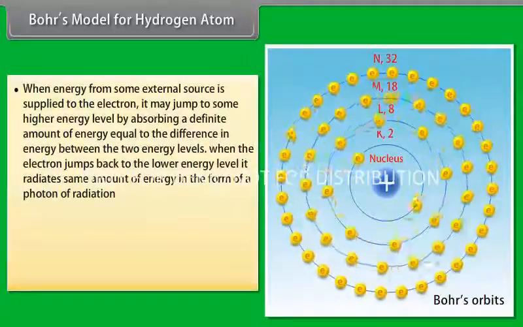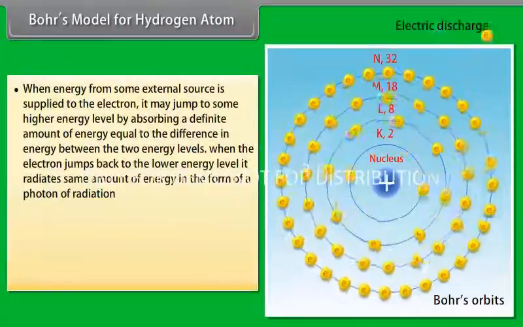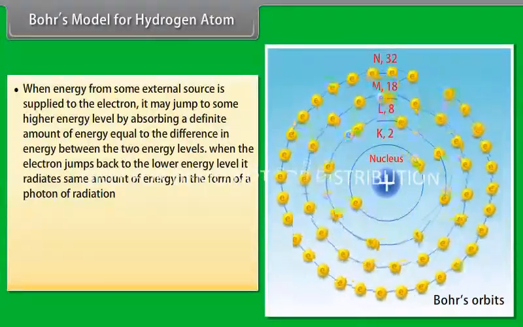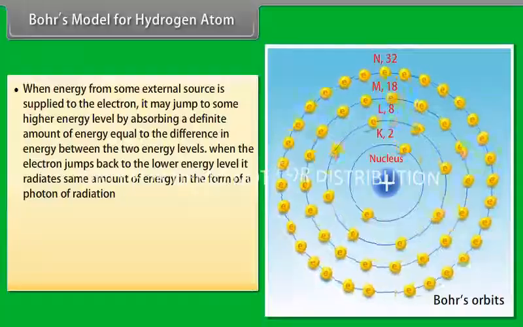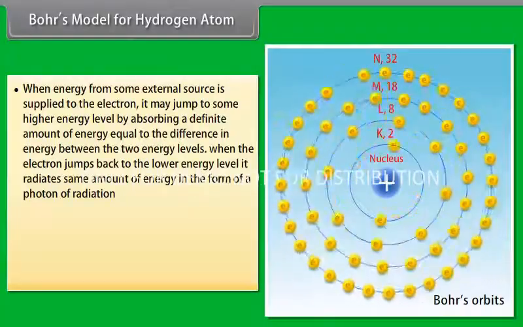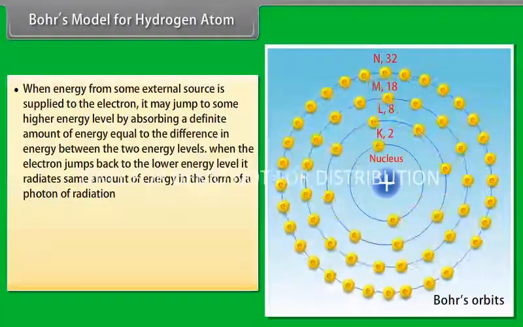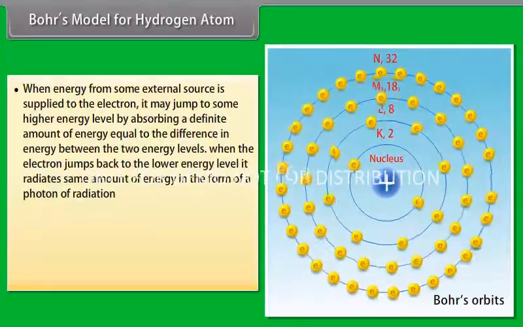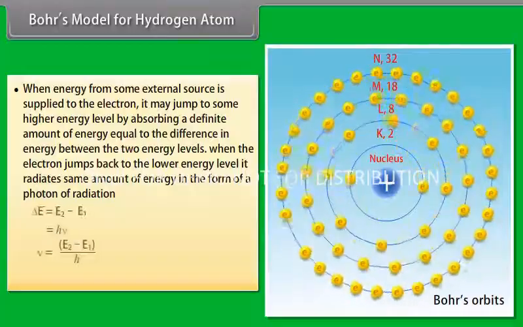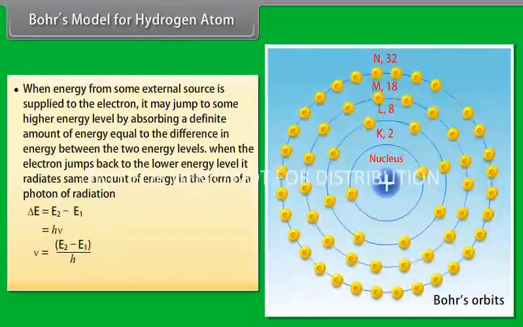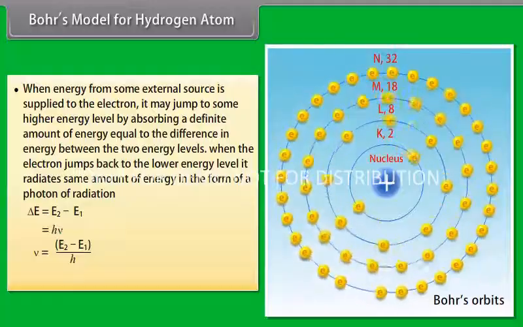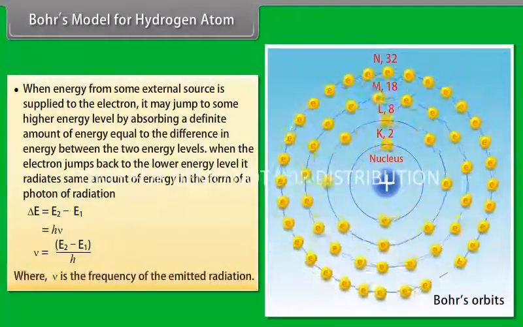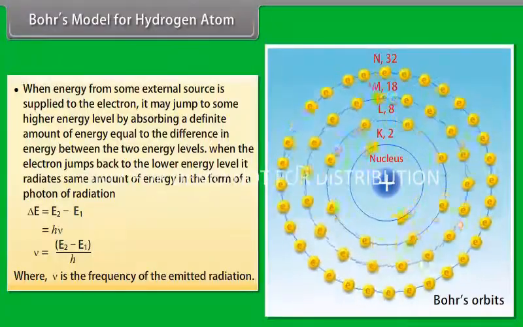When energy from some external source is supplied to the electron, it may jump to some higher energy level by absorbing a definite amount of energy equal to the difference in the energy between the two energy levels. When the electron jumps back to the lower energy level, it radiates the same amount of energy in the form of a photon of radiation. ΔE is equal to E2 minus E1 is equal to hν. ν is equal to (E2 minus E1) by h, where ν is the frequency of the emitted radiation.